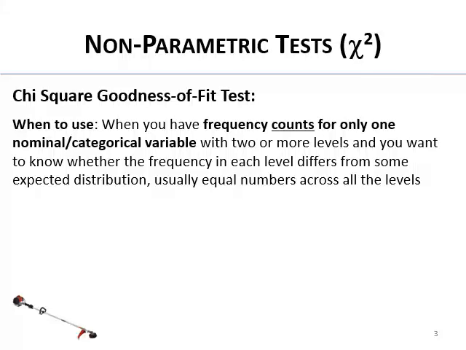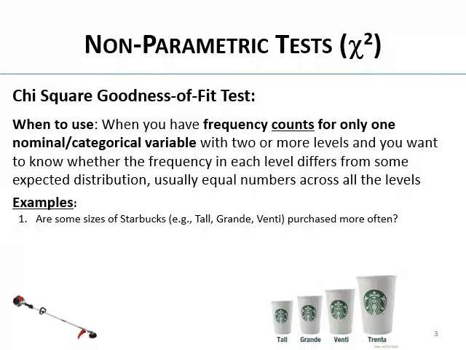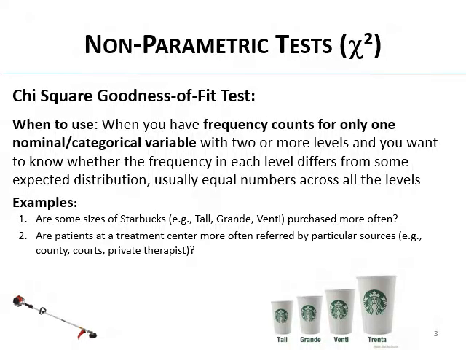So it is one of the weed whacker tests, as I refer to them. They're the backup, they're a little weird, but you know what? They've saved a lot of people's butts on their dissertation just knowing that they exist. So some examples are: are some sizes of Starbucks, you know, they've got tall, grande, and venti, purchased more often than others? That would be a chi-square looking across the four categories. I didn't even know I had Trenta.